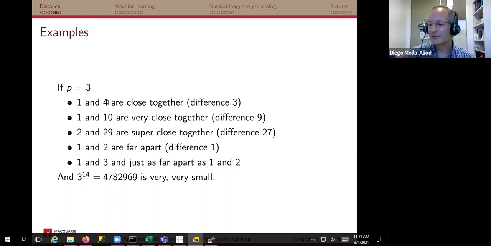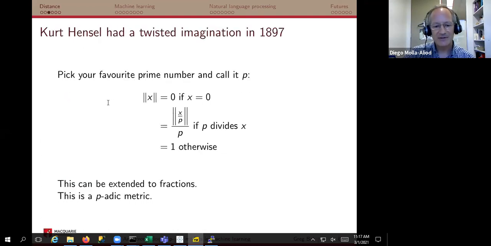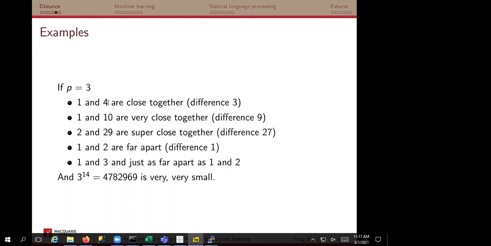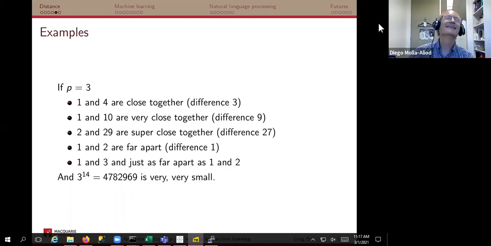I mean, the formula says x divided by p if p divides x, and 1 otherwise. Diego, the x is the difference between those two numbers. Oh, right. Yes. Sorry about that.